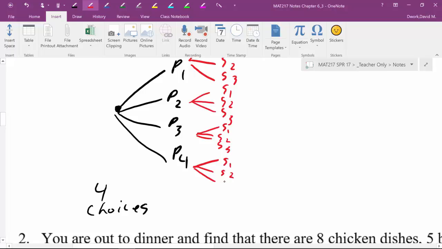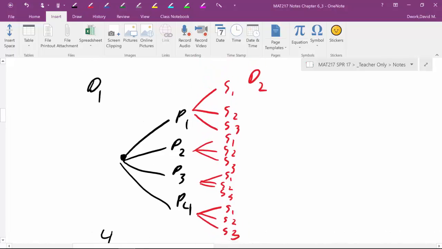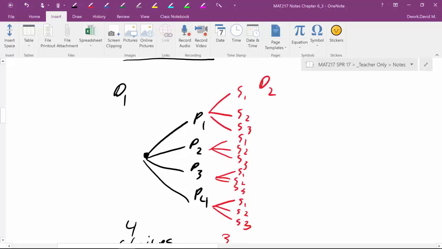Shirt 1, shirt 2, and shirt 3. So I had 3 choices. So if we stopped and paused right now, using just pants and shirts, how many different options do I have? Well, what we would do is count up each of these little ends. When we talk about them as a tree, I always think of the last ones as the leaves because they're at the end. And I call these all the branches.